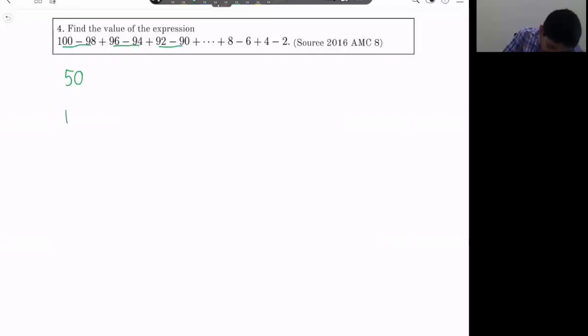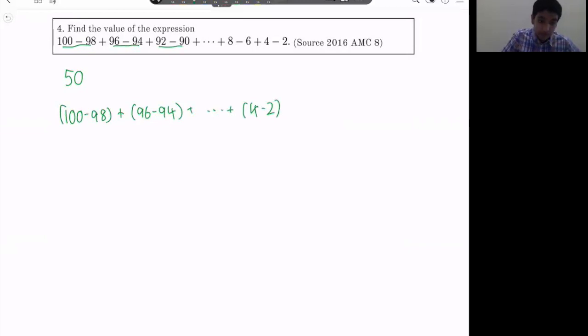So it's just going to be 100 minus 98 plus 96 minus 94 plus dot dot dot plus 4 minus 2. And there are 50 total numbers. Since there are 50 total numbers and we're grouping them into pairs of 2, there are going to be 25 pairs. So the sum is just going to be 2 times 25, which is equal to 50.